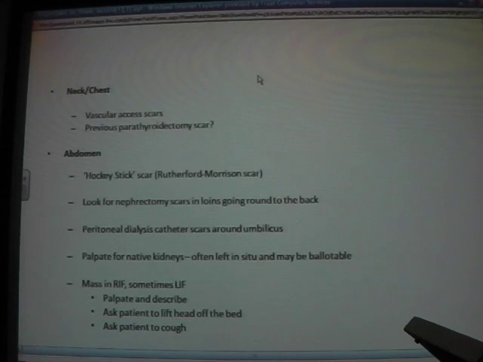And then just describe the mass as you describe any mass, really. So where is it? What size is it? What's the surface feel like? Is it firm? Is it nodular, etc., etc.? You know how to describe a mass.